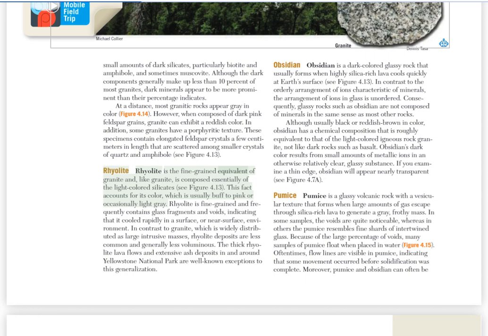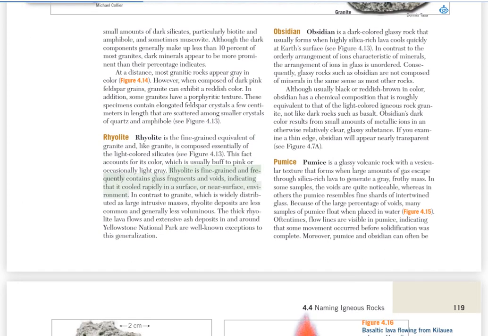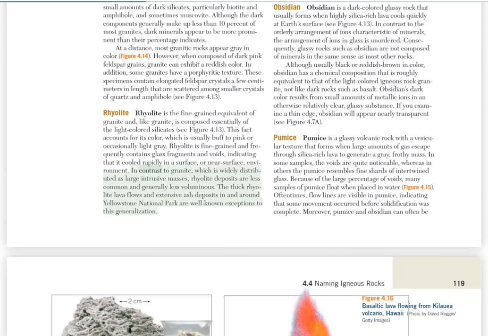Rhyolite is the fine-grained equivalent of granite and, like granite, is composed essentially of the light-colored silicates. This fact accounts for its color, which is usually buff to pink or occasionally light gray. Rhyolite is fine-grained and frequently contains glass fragments and voids, indicating that it cooled rapidly in a surface or near-surface environment. In contrast to granite, which is widely distributed as large intrusive masses, rhyolite deposits are less common and generally less voluminous. The thick rhyolite lava flows and extensive ash deposits in and around Yellowstone National Park are well-known exceptions to this generalization.